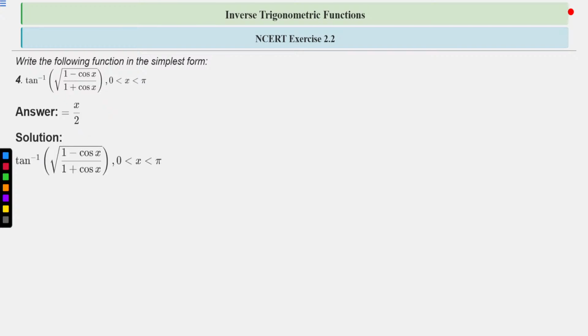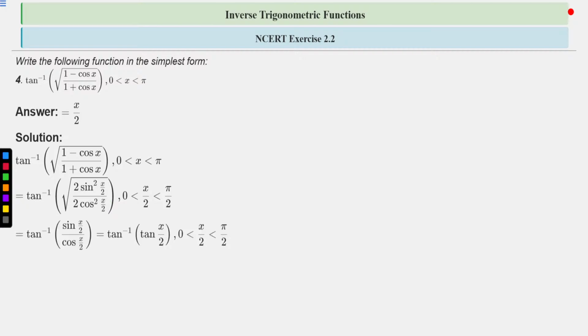See, our question is tan inverse root over 1 minus cos x upon 1 plus cos x when x belongs to 0 to pi, right? So see, we will write 1 minus cos x in terms of sin square x, which will be 2 sin square x by 2 upon 2 cos square x by 2. See, 1 minus cos x is basically 2 sin square x by 2, and 1 plus cos x is basically 2 cos square x by 2. We know this. Got it?